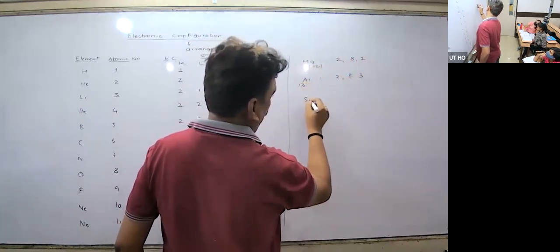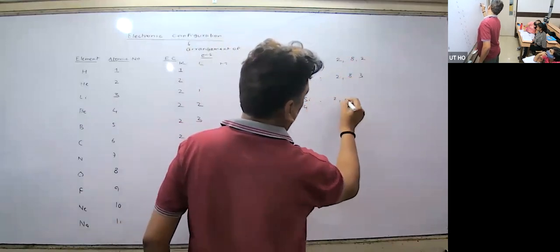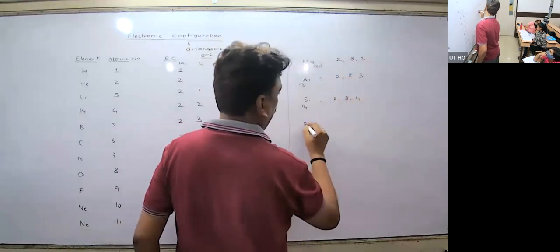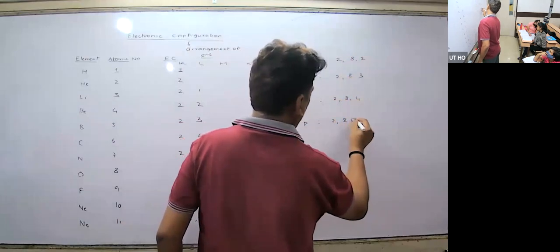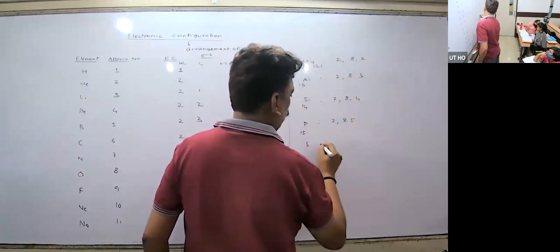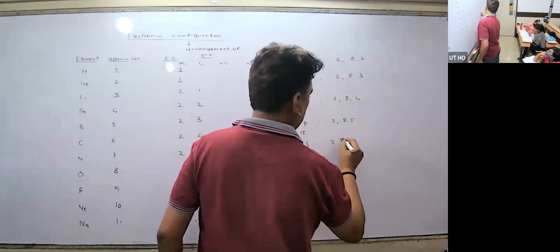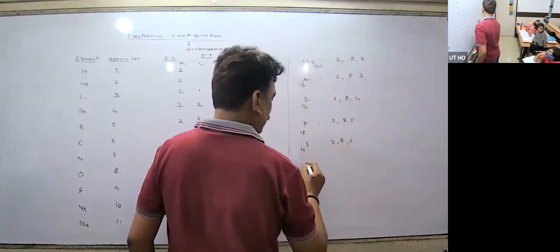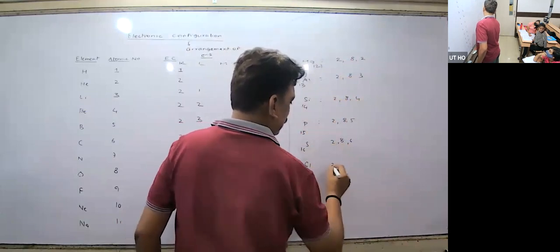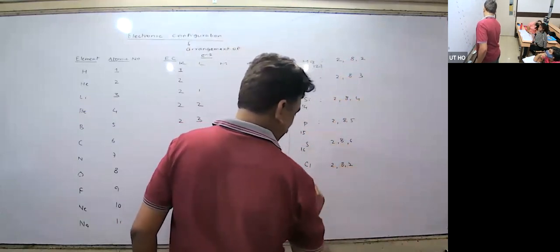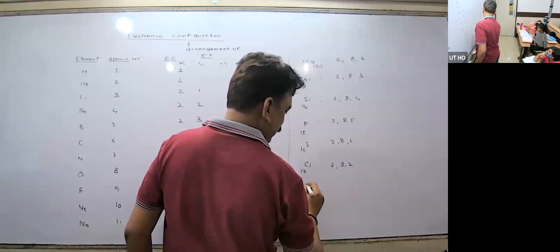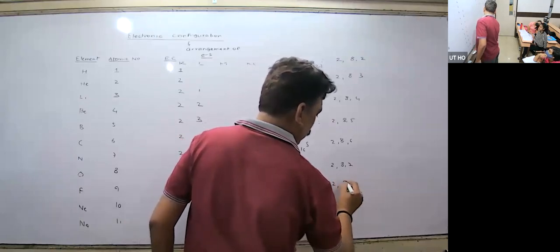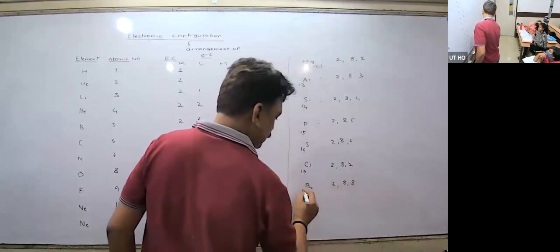Then silicon, 2, 8, 4. Okay, phosphorus, 2, 8, 5. Sulfur, 2, 8, 6. Chlorine, 2, 8, 7. Very good. Then argon, 2, 8, 8.